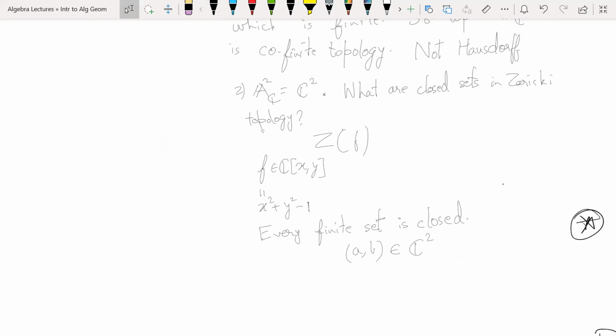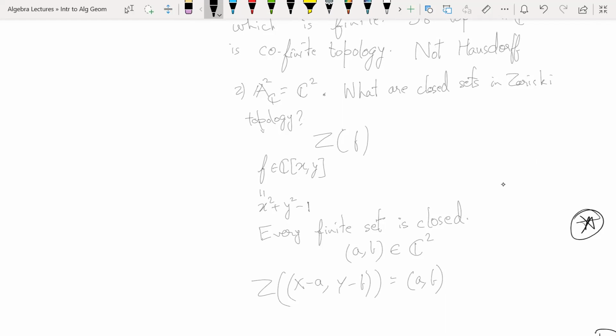This is the zero set of which collection of polynomials? X minus a and Y minus b. So you take X minus a, Y minus b. If you like, you can take the ideal generated by this. Remember, this is a maximal ideal, and the zero set of this is precisely (a, b). It's exactly this.